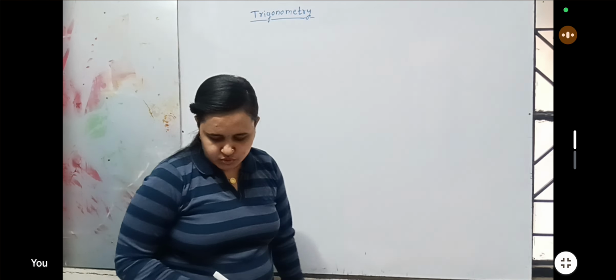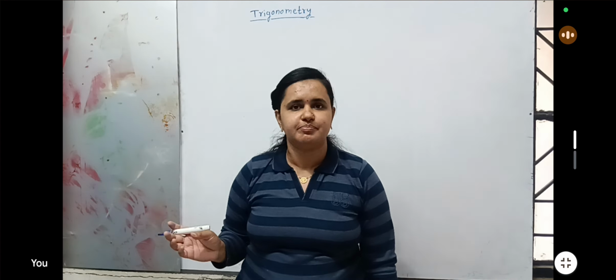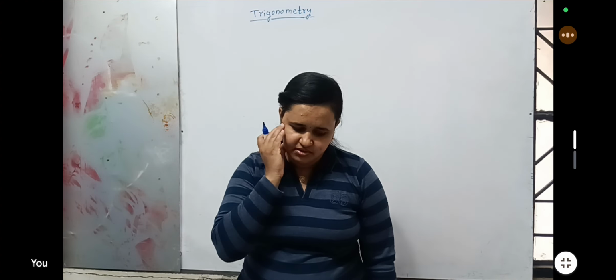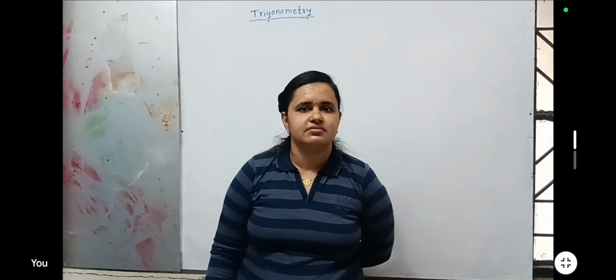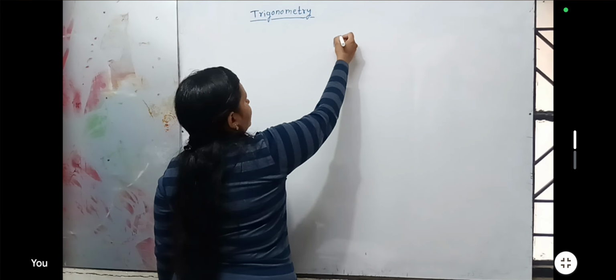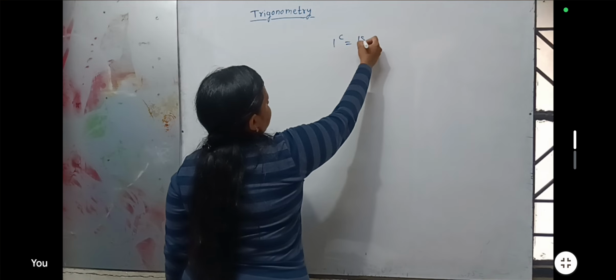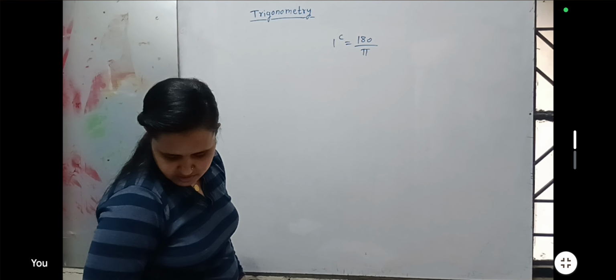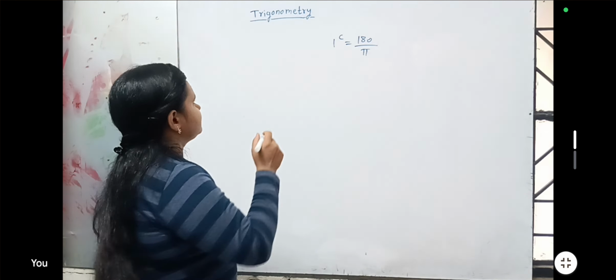Now our next question is, the circular measure of pi by 6 in sexagesimal measure is. That means we have to convert it into degrees. We have to convert pi by 6 into degrees. So what is the formula for converting radians to degrees? It is 1 radian equals 180 upon pi. Okay, we have to convert pi by 6 in degrees.